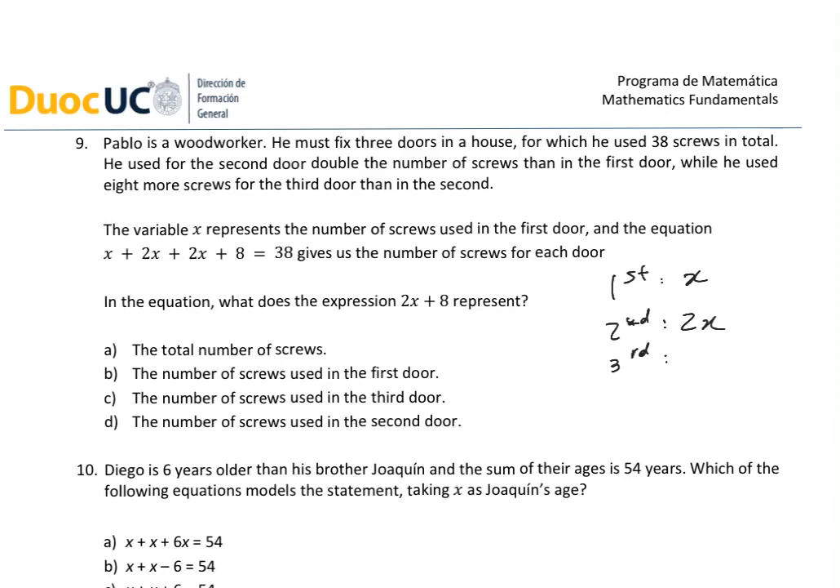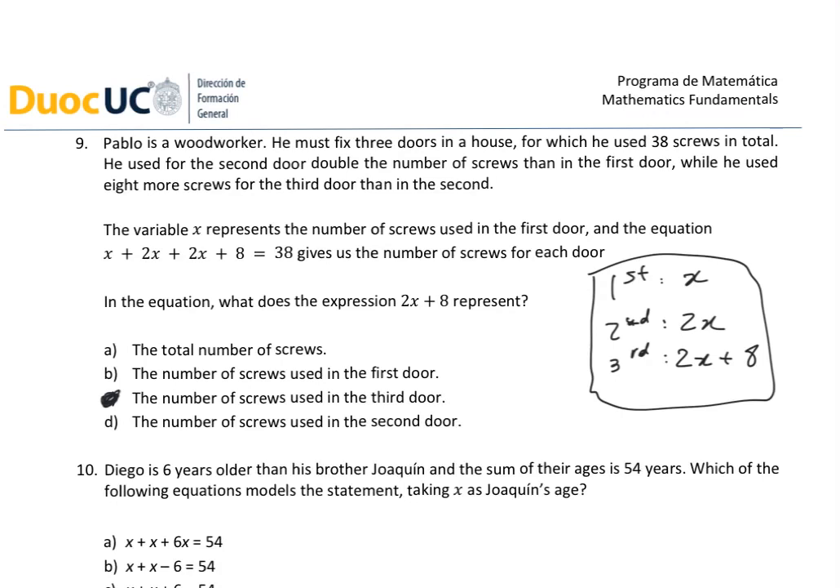He used 8 more for the third than the second. So 2x plus 8. And the question is, what does the expression 2x plus 8 represent? And now we know. It's the number of screws he used for the third door. So there you go. Easy? Yeah. But you have to read the question. And it is a very good idea to do something like that, so kind of ordering the story, arranging things to put them in order.